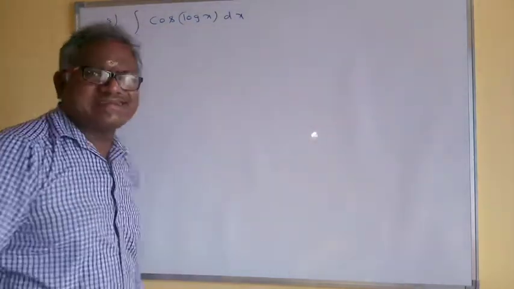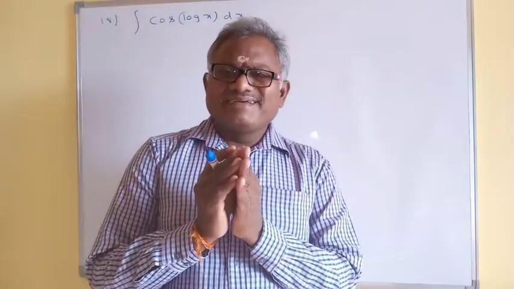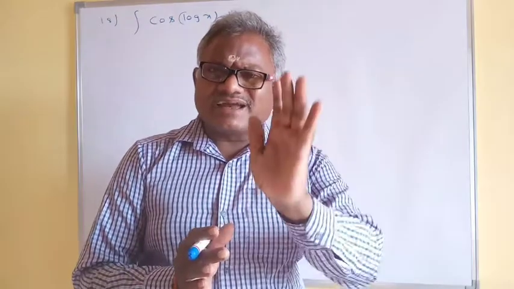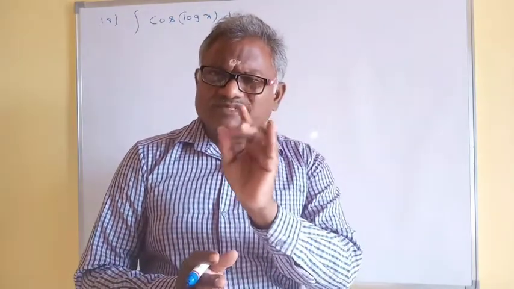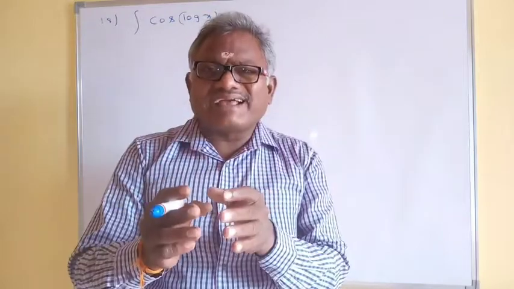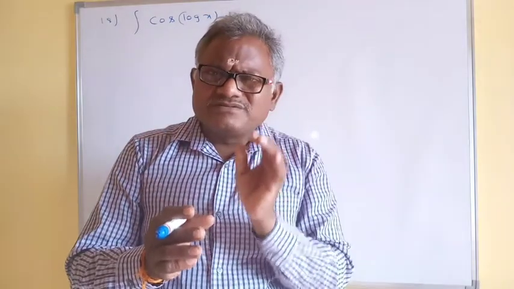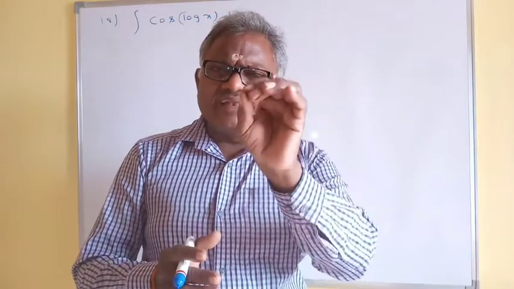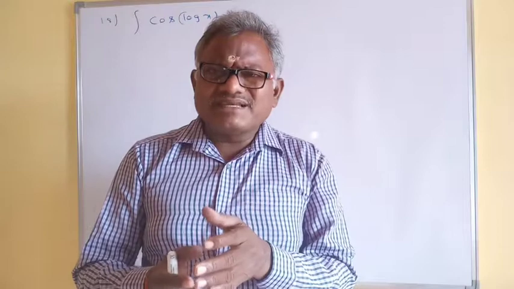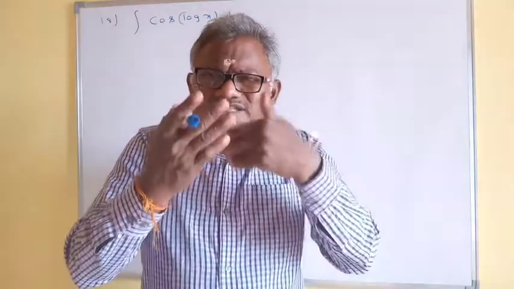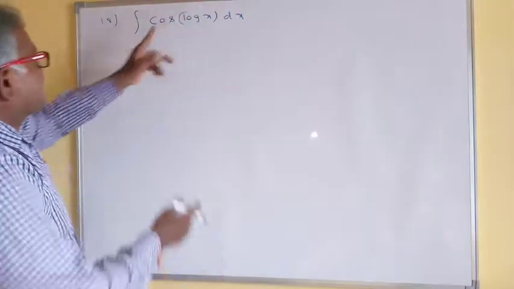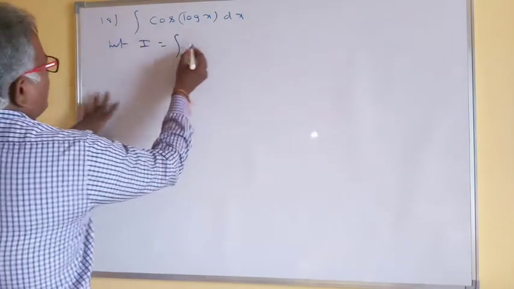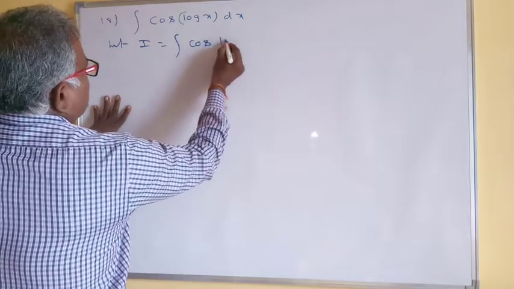Remember, suppose a single function log x is there, directly you have to assume the second function as 1. But here, if you observe, this is the function of cos of log x. Which formula is known to you? You know very clearly the integral of cos x dx. Integral of cos x is sin x. So in place of x, what is the function here? Log x.